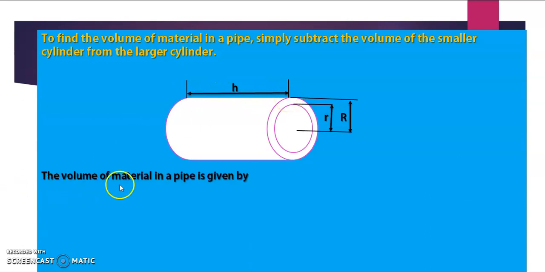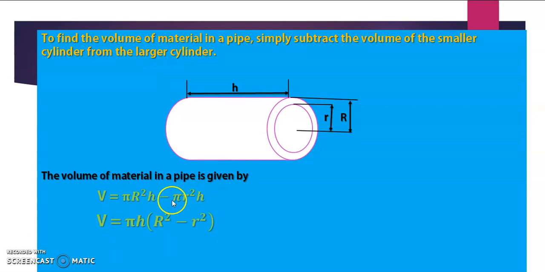Now the volume of material in a pipe is given by V equals pi big R square h minus pi small r square h. That is, we are subtracting the volume of the smaller cylinder from the larger cylinder.